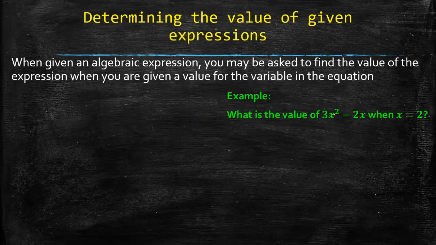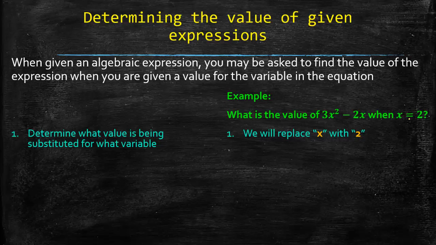What is the value of 3x squared minus 2x? Okay, so that's an expression, but then it also tells you when x equals 2. So we need to figure out what that is. So the first step is going to be to determine what value is being substituted for what variable. In this case, we're saying that x is the same as 2. So we're going to replace x in the equation with 2. And I've kind of color-coded this for you here. So we substitute that value in for the variable. In other words, anywhere you see an x is going to be a 2 now.